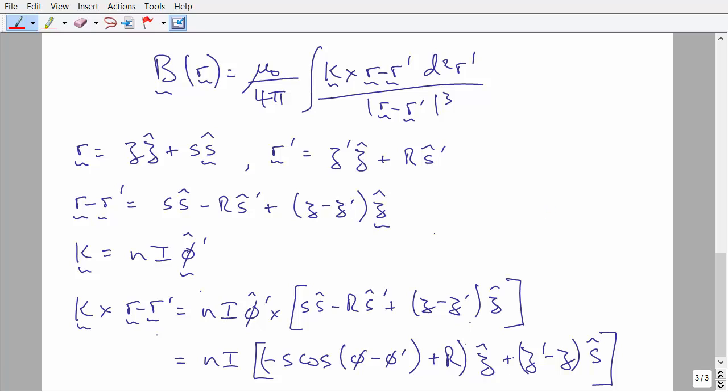Now, in addition to this piece here, of course, I'm going to need the mod of r minus r prime raised to the power 3. So let's calculate that term, and then we'll put it all together.